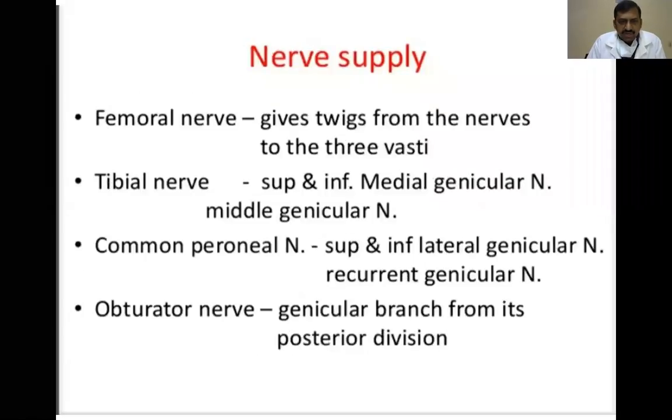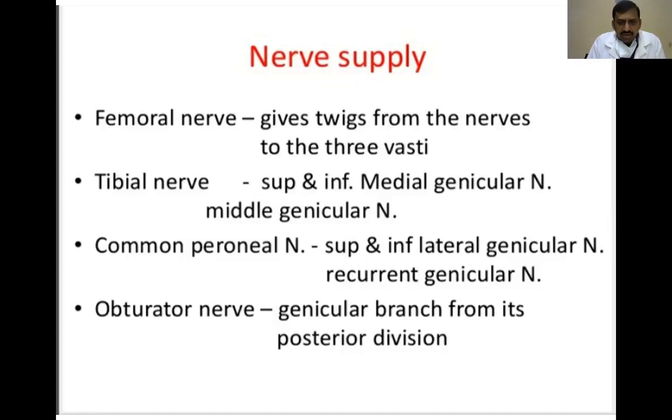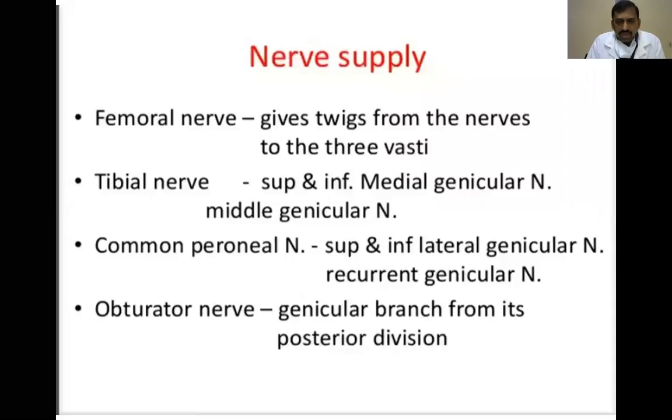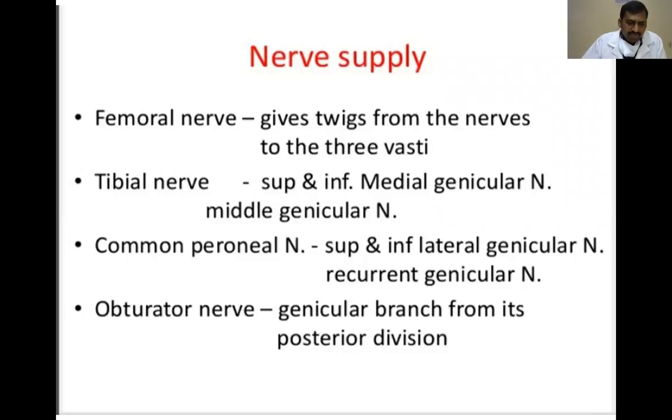And the nerves: the femoral nerve gives branches to the three vasti, that is vastus medialis, lateralis, and intermedius, which also supply the joint. From the tibial nerve, the superior and inferior medial genicular nerves and the middle genicular nerve. From the common peroneal nerve, the superior and inferior lateral genicular nerves and the recurrent genicular nerve. Also the genicular branches from the posterior division of the obturator nerve supply the knee joint.